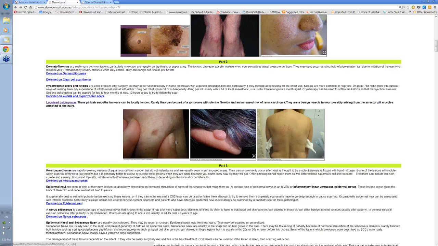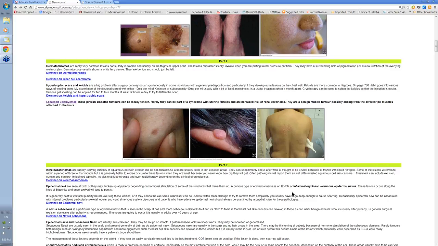But the degree of irritation that you can get of the overlying epidermis in dermatofibromas is quite considerable. And they can be mistaken for melanoma, especially just on the dermatoscopic view itself. So have a little look at the many variations of dermatofibromas that you may in fact see.